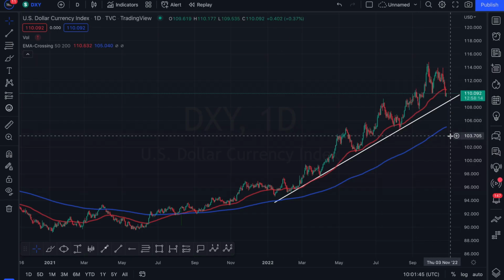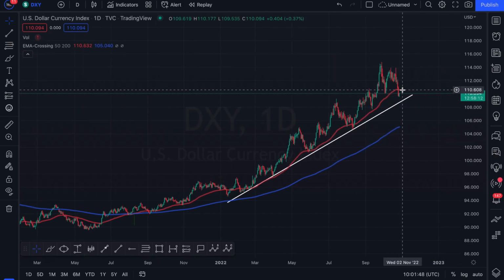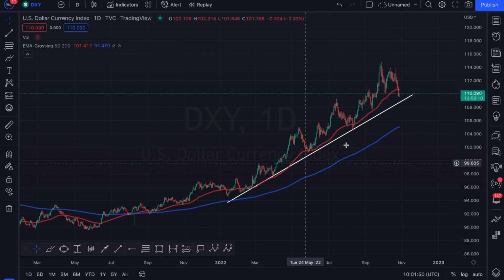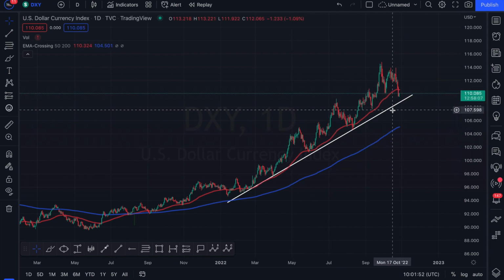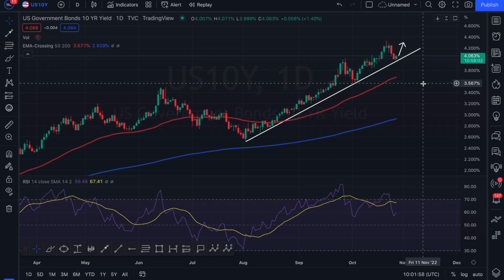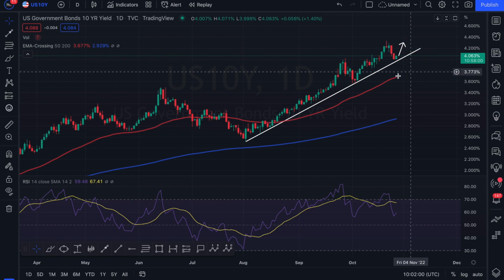Same here for the US dollar. We did successfully break below the 50-day EMA, but we're still trading within this uptrend. And I think that personally, the dollar is going to be a lot harder to break down versus the 10-year yield. I do believe eventually we will break this uptrend.